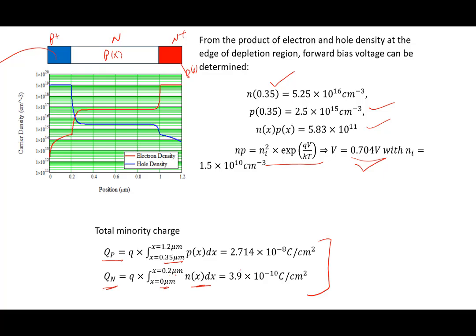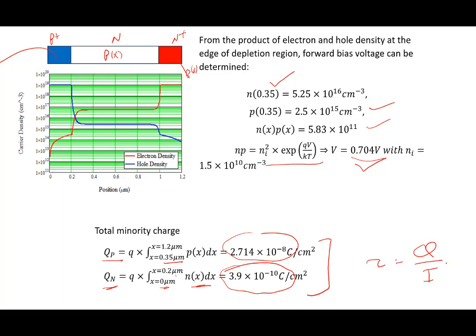And minority charge in the P plus region, obviously you see, is 3.9 times 10 to the minus 10. This is 2.7 times 10 to the minus 8. Most of the minority charge is stored in the N plus region here. Now, the reason why I'm calculating this is to calculate delay, we have said tau equals Q by I.